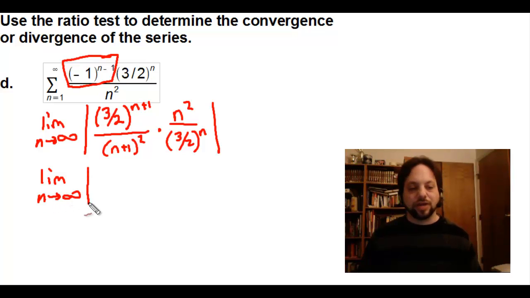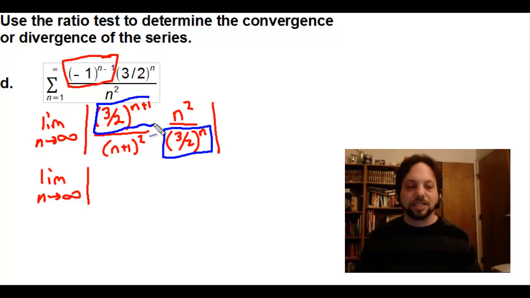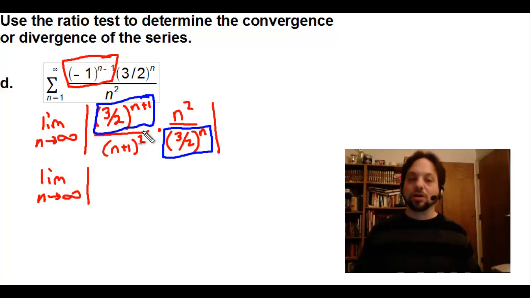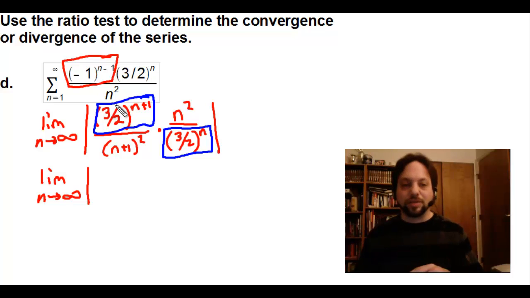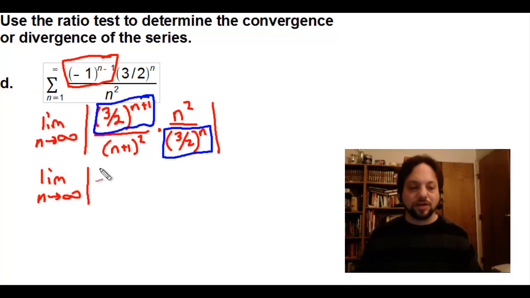So let's go ahead and do that here. Let's start with our (3/2)^(n+1), which we have in the numerator, and our (3/2)^n, which we have in our denominator. I will posit that these two terms will simplify. In fact, sure, we have one more 3/2 on the top than we do on the bottom. So that's going to leave us with 3/2 on the top.